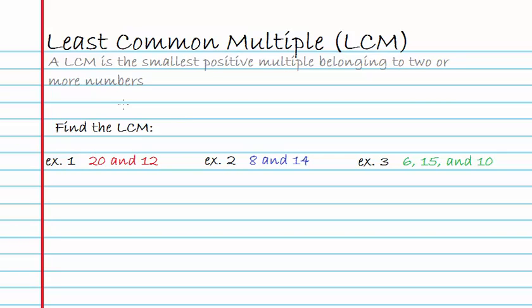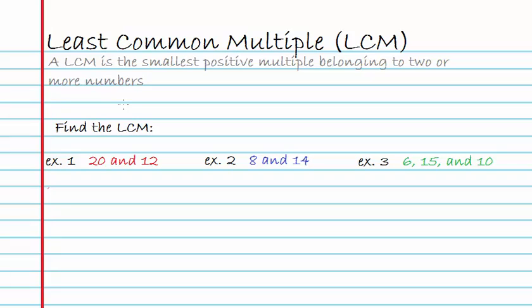The directions for our practice problems today are to find the LCM. Finding the LCM is an important mathematical topic because we're going to use this when we add and subtract fractions, and also when we compare fractions. In example 1, we're looking for the least common multiple between 12 and 20.